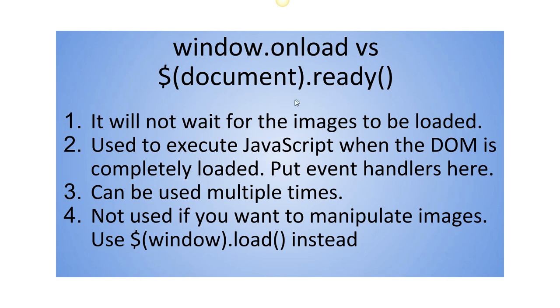In the case of $(document).ready, it will not wait for images to be loaded. It means that once the HTML is parsed and the tree is prepared, that event, document.ready, will be called. Here images are not included, so images might not be loaded, but it will be fired. Another point is that it is used to execute JavaScript when the DOM is completely loaded. Same thing as I said.